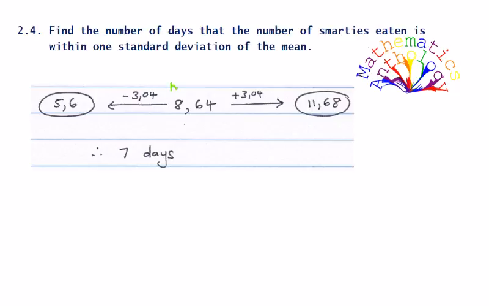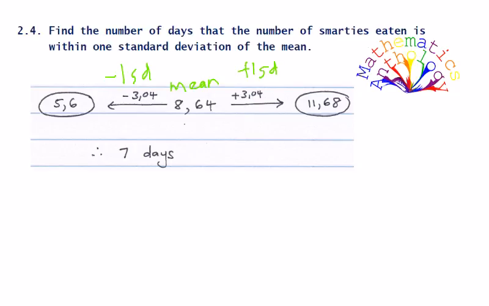Okay, 2.4, find the number of days that the number of Smarties eaten is within 1 standard deviation of the mean. Now this is a common question, but you just need to be careful here, because sometimes they say it's within 1 standard deviation, sometimes they say it's outside 1 standard deviation of the mean. So here in this case it's within 1 standard deviation of the mean.